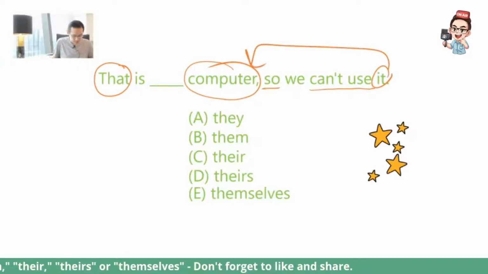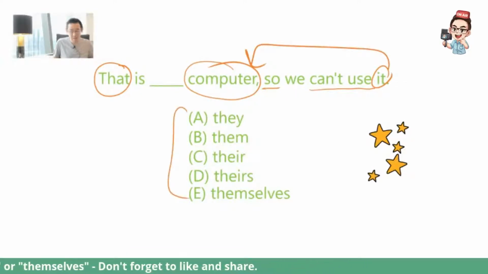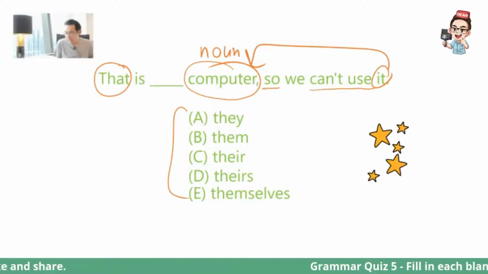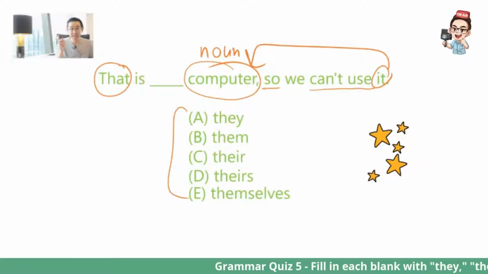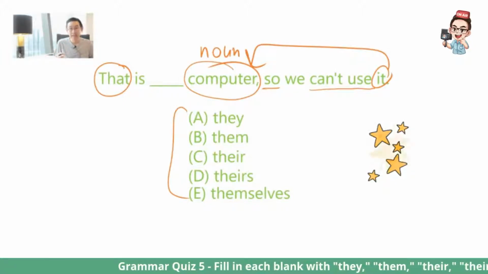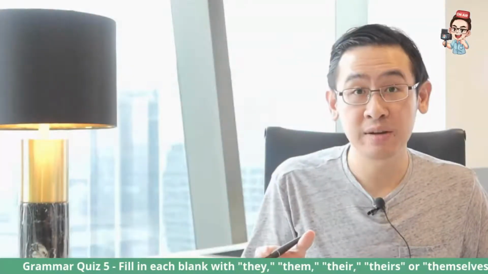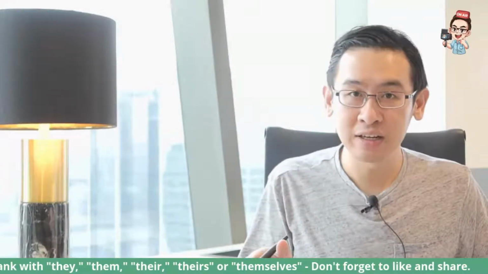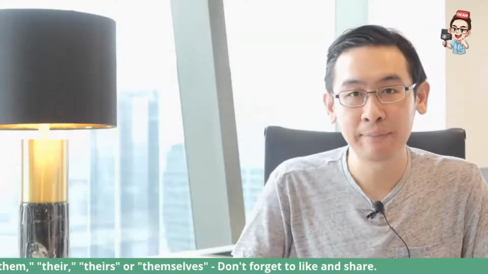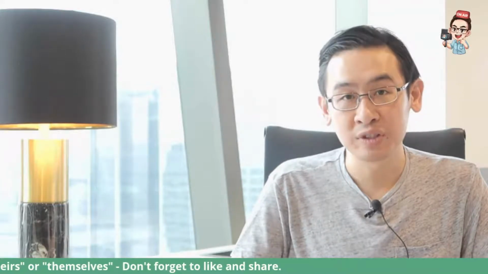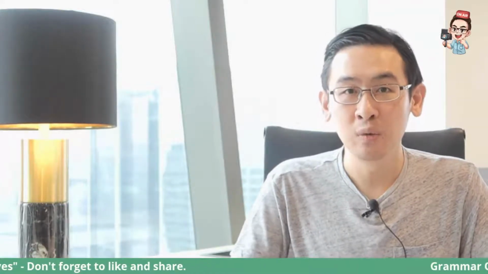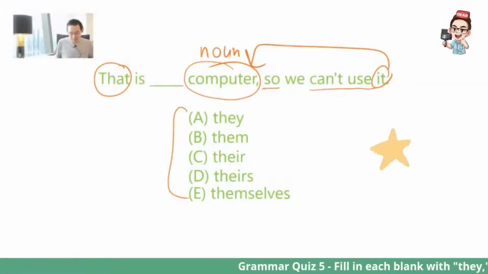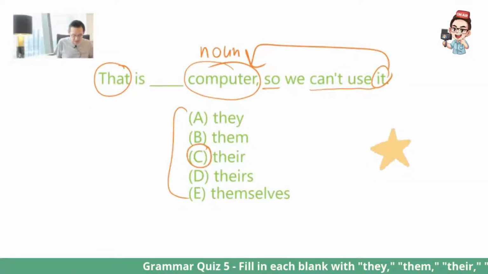Okay, so by looking at the choices, what's the best answer? We have a computer, which is a noun. And yes, since it is a noun, what does that mean? If you want to show ownership to a noun, what do you put in front of it? Well, we use a possessive determiner or possessive adjective. Okay, these two words mean the same. Right, so which one is the possessive determiner? Well, it's C, right there.